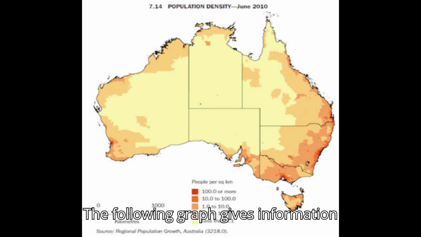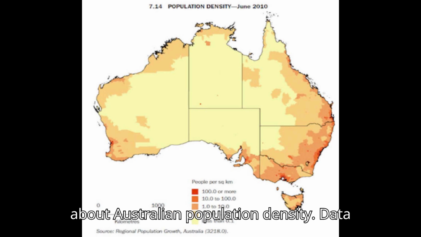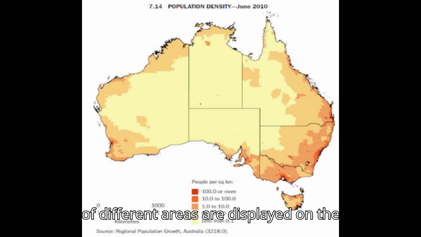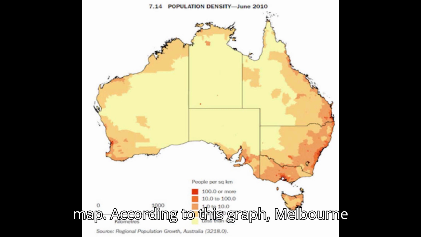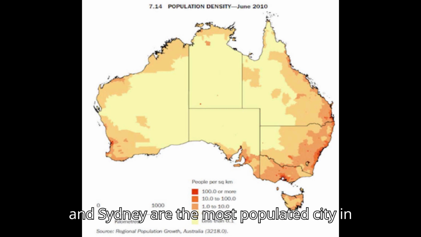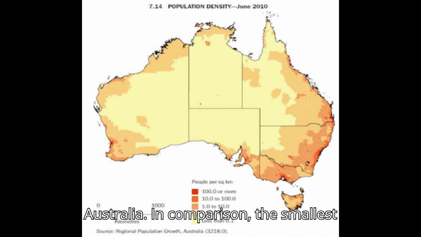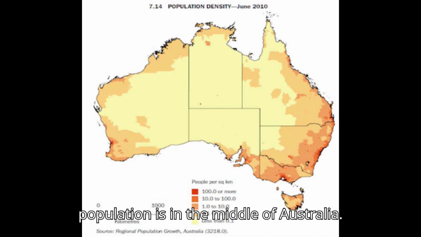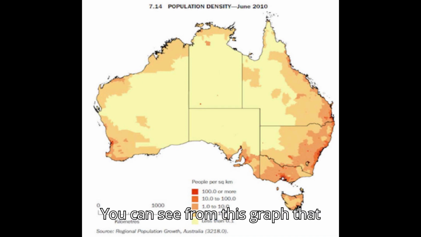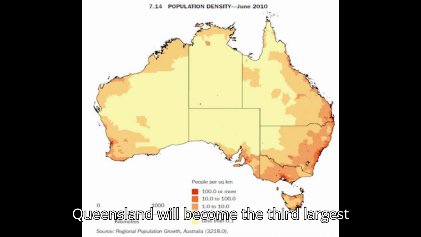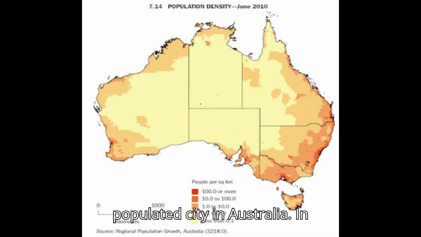The following graph gives information about Australian population density. Data of different areas are displayed on the map. According to this graph, Melbourne and Sydney are the most populated cities in Australia. In comparison, the smallest population is in the middle of Australia. You can see from this graph that Queensland will become the third largest populated city in Australia. In conclusion, this graph is very informative.